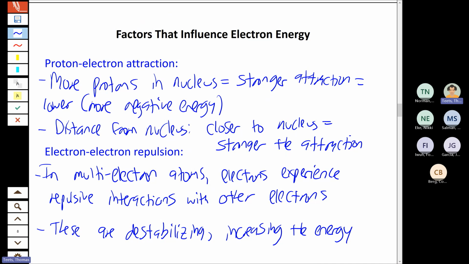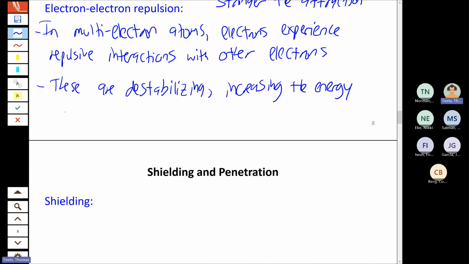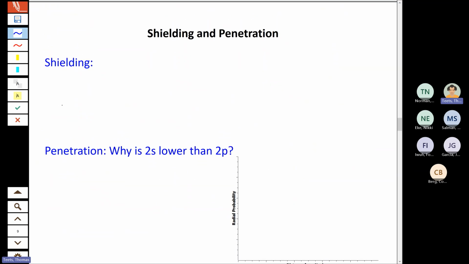How that relates to orbitals and their relative energies comes from two concepts called shielding and penetration. If we have a situation with multiple electrons, one thing that can happen is shielding. Again, the electrons want to have as strong of an attraction with the nucleus as possible. But if there are multiple electrons, some electrons are closer to the nucleus than others, and that's going to block out some of that positive charge. That's what shielding refers to.